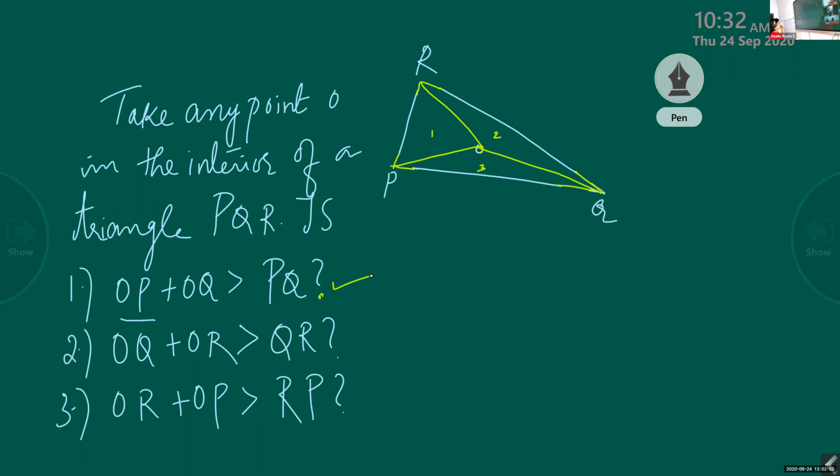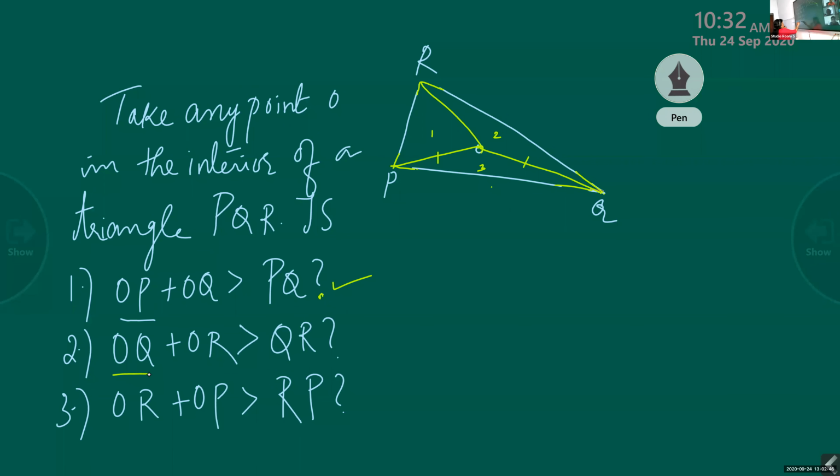OP plus OQ is greater than PQ. Is it correct or not? We have learned something before. According to that, is OP plus OQ greater than PQ? Yes, ma'am. Why? What is the rule? Ma'am, the sum of any two sides of a triangle should be greater than the third side. Okay.